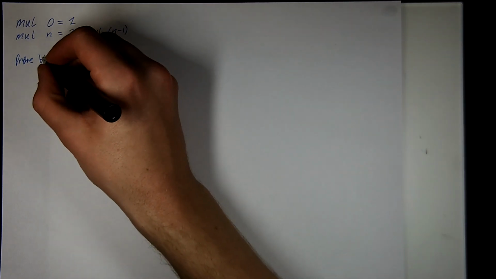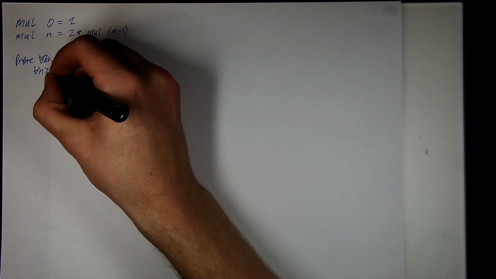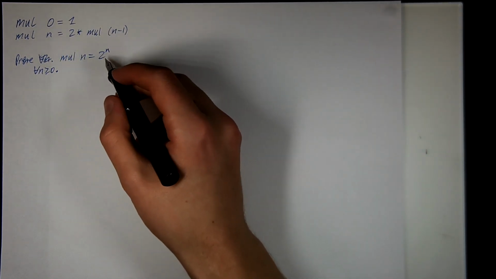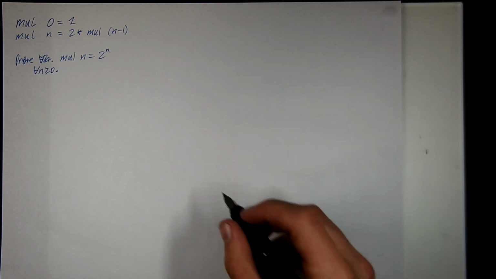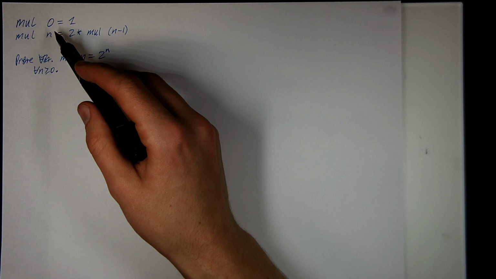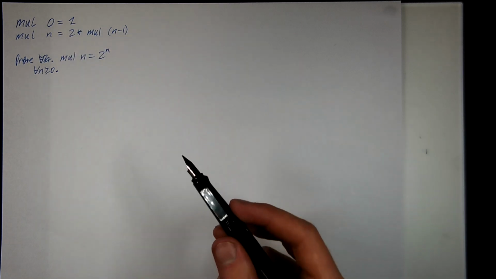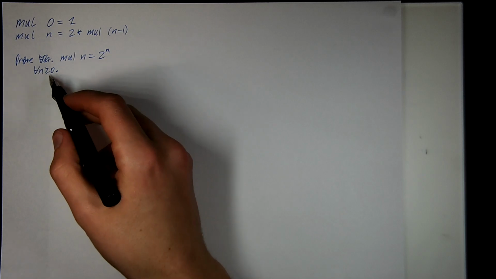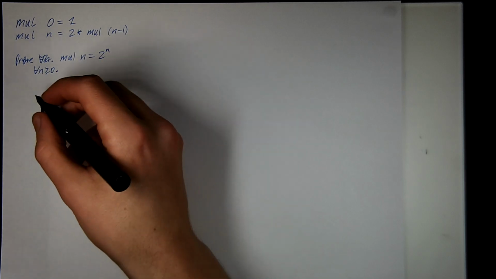And we would like to prove for all n greater than or equal to 0, mul of n is equal to 2 to the power of n. Okay? So in this case here, my base case is 0, and you can see that by the definition of the function. So how am I going to prove this? We're going to prove it via induction. So we need to prove for all n greater than or equal to 0, mul of n is equal to 2 to the n. So how do we do that?